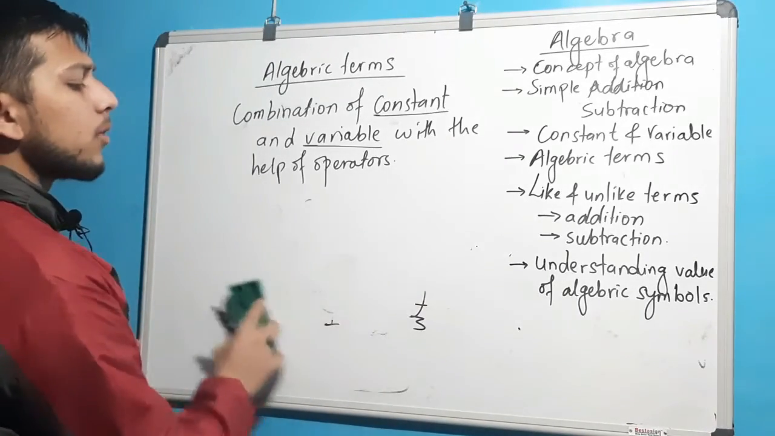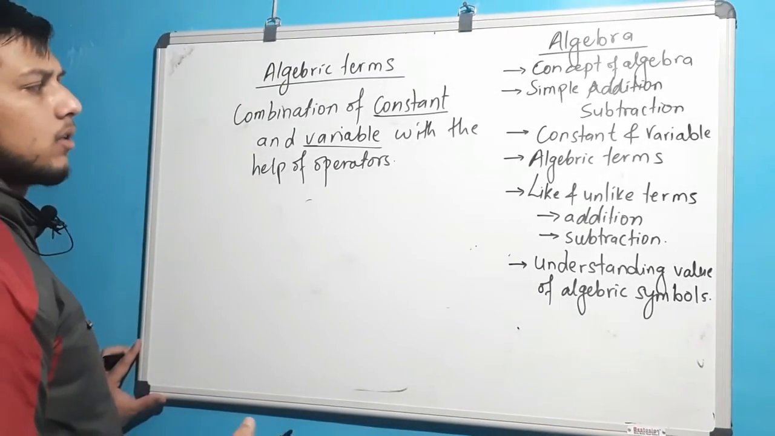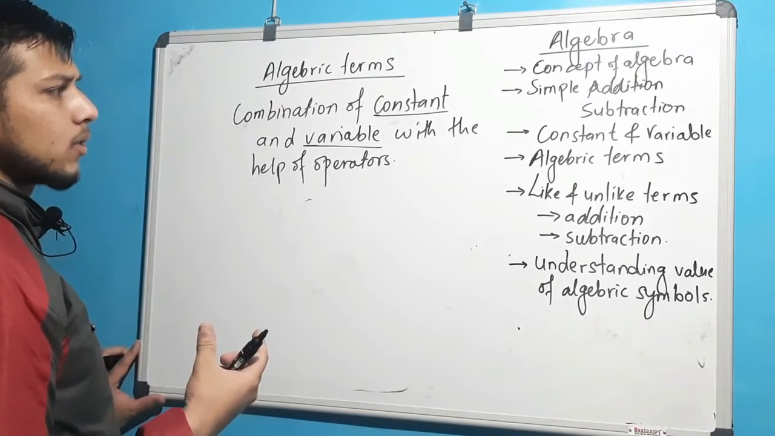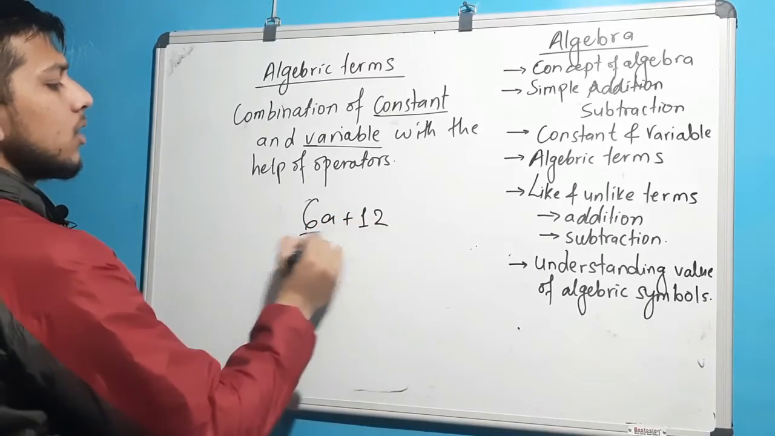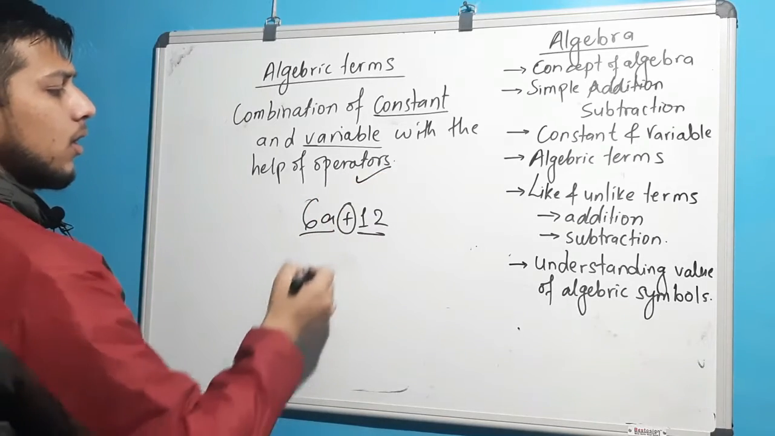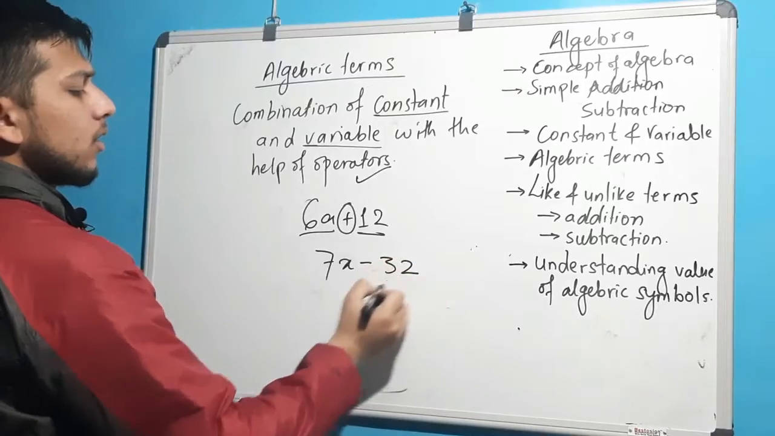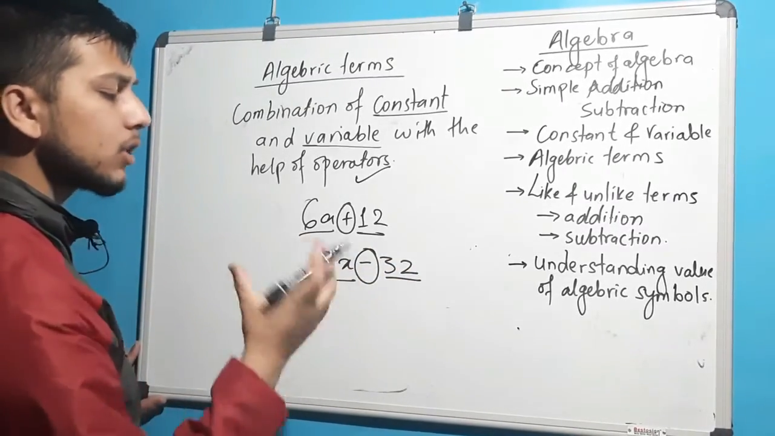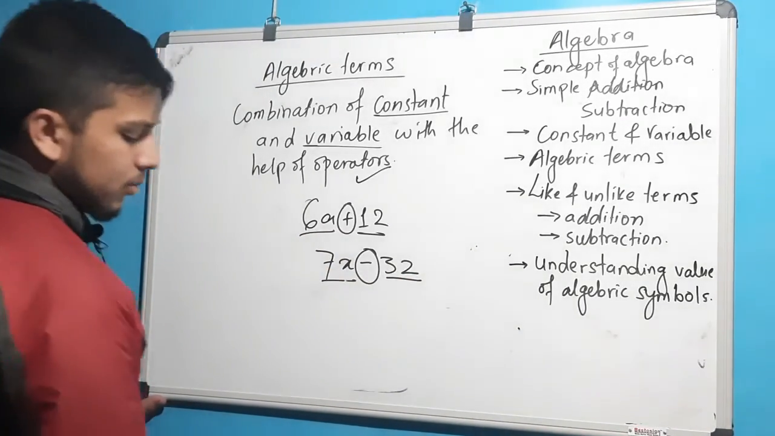An algebraic term means the combination of constants or variables combined with the help of operators. For example, 6a plus 12: 6a and 12 are combined by plus, which is the operator. Similarly, 7x minus 3z: here these two are terms and this is the operator which combines the two terms. This is an algebraic term.